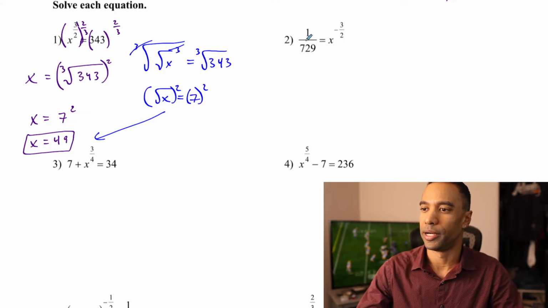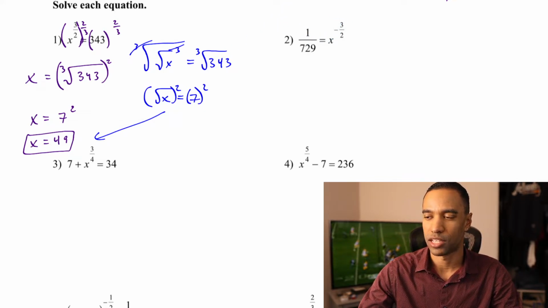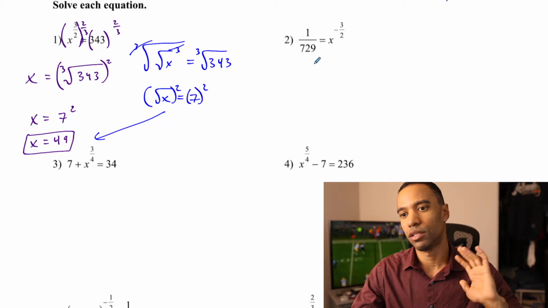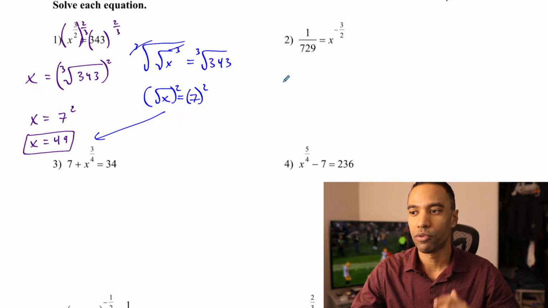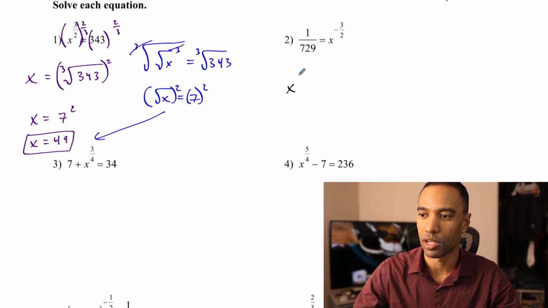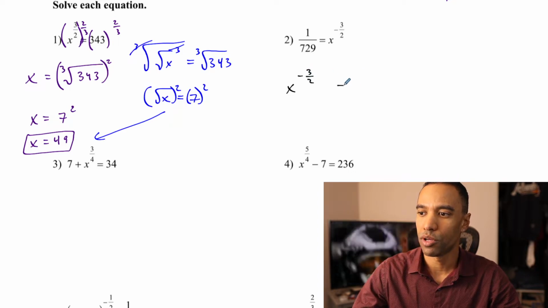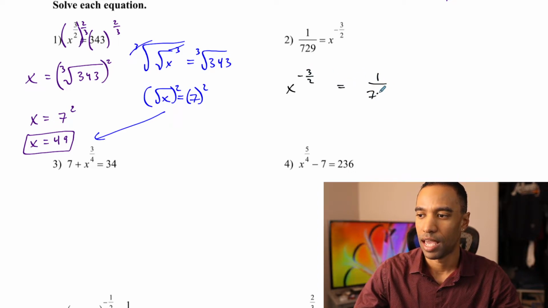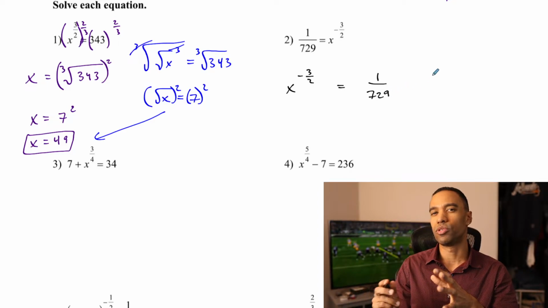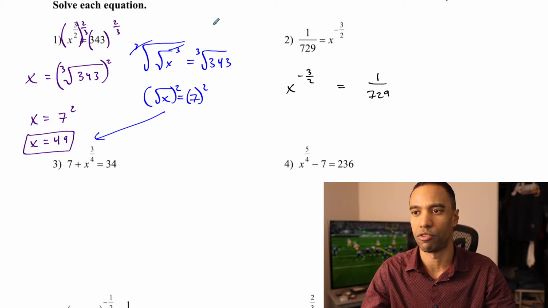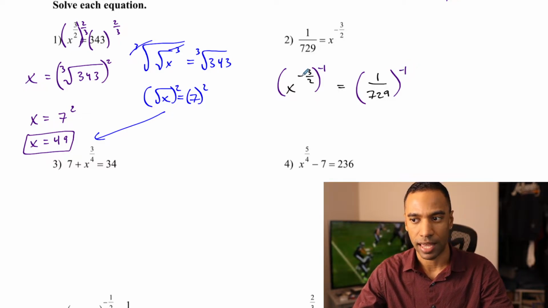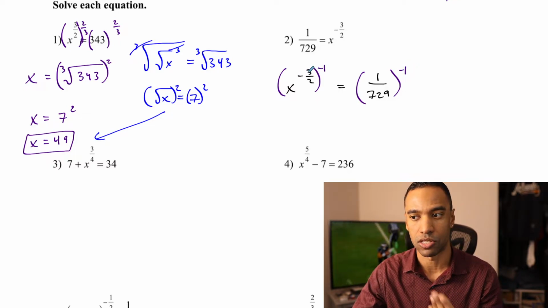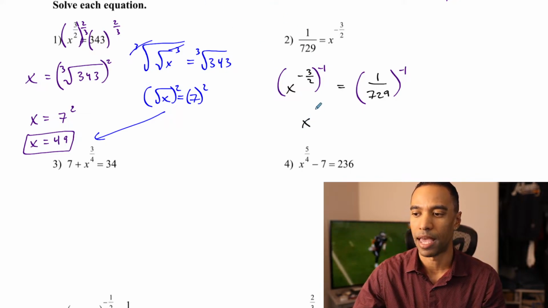Okay, number 2 here. 1 over 729 equals x to the negative 3/2 power. Now, we could do this all in one step. I don't want to confuse you with it too much, though. But if you do notice, we do have a negative exponent there. Maybe let's do this one in 2 steps, at least the first time, so you're not overly confused on what's going on. If I raise this just to the negative first power to begin with, then that eliminates the whole need for the negative exponent. This can become x to the 3/2.